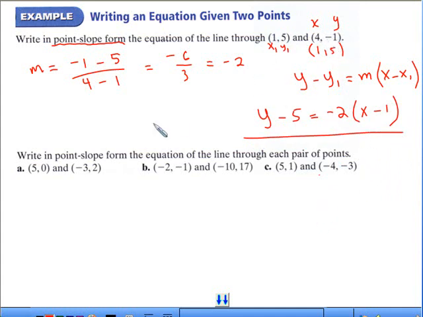You could use the other point also. If you use this point, the equation would have looked like this: y minus negative 1 is equal to negative 2, our slope, times x minus 4. Then just remember to change the signs here. Since you have two negatives, make it positive. So this would be y plus 1. So either one of these equations would be correct.